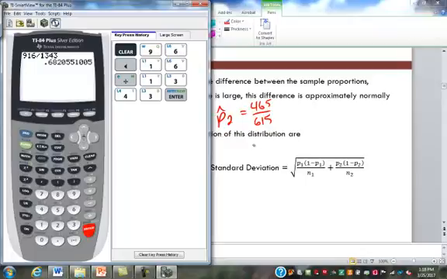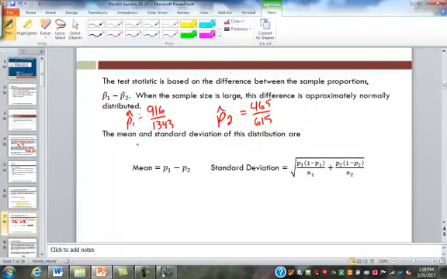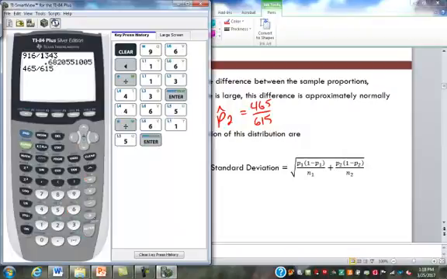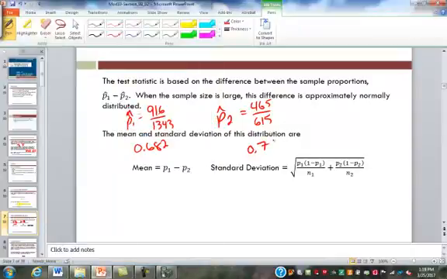0.682. And then 465 divided by 615. That is 0.756. So there should be a considerable difference there. So now we need to find our standard deviation.